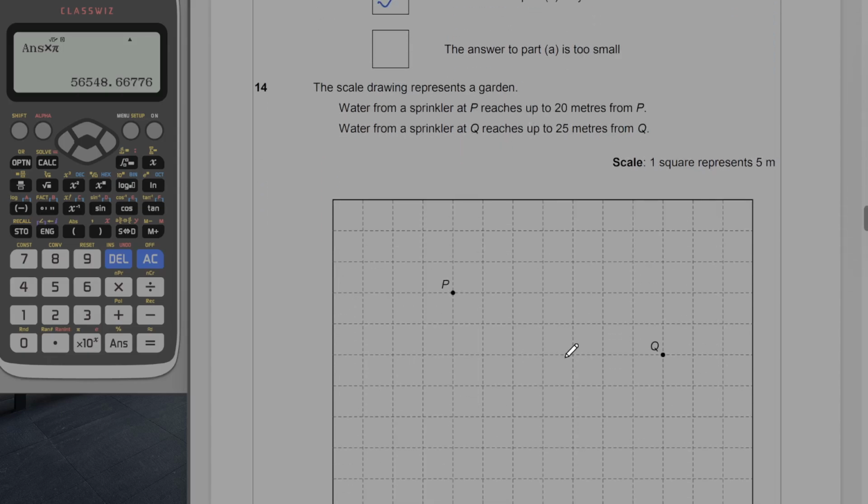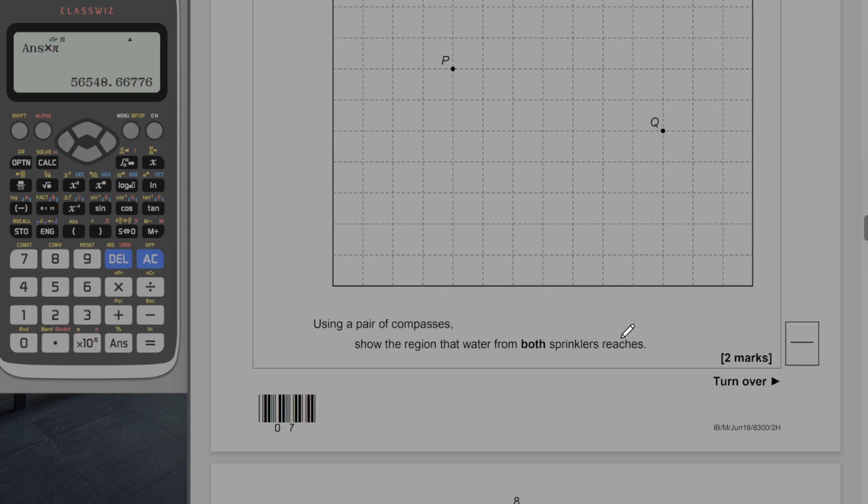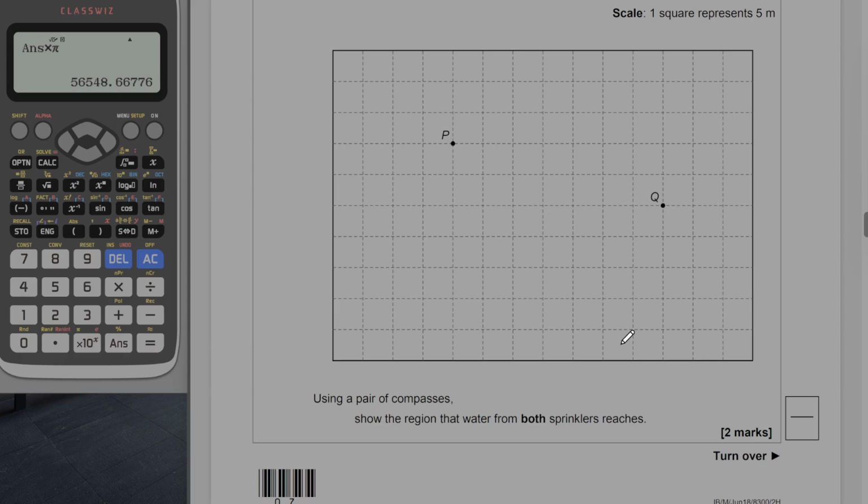Okay, right. Question 14. What's that message coming in? Question 14. The scale drawing represents a garden. Water from a sprinkler P reaches up to 20 meters from P. Water from the sprinkler at Q reaches 25 meters from Q. Right. Is this going to be draw the loci? Using a pair of compasses, show the region of water from both sprinklers reaches.